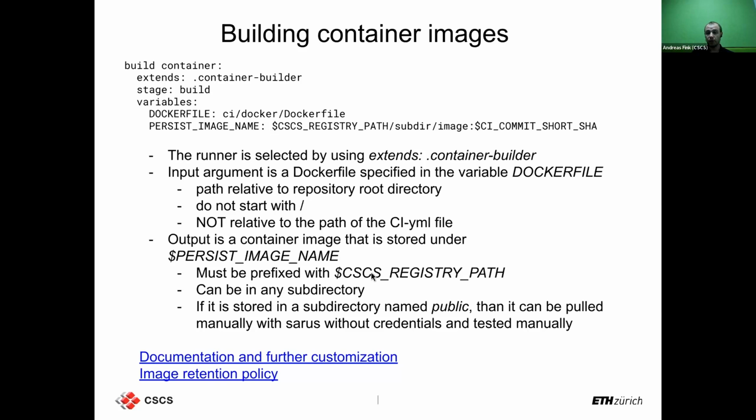You have to push the container images inside your namespace of the Artifactory. So CSCS registry path contains the namespace of your project, and inside there you can push inside any subdirectory. There is a special case if you push inside a subdirectory that has the name public. So let's say instead of subdir, this would be public. Then this image can be pulled on CSCS infrastructure without credentials. So that's one way how you can manually pull the container image afterwards and test.